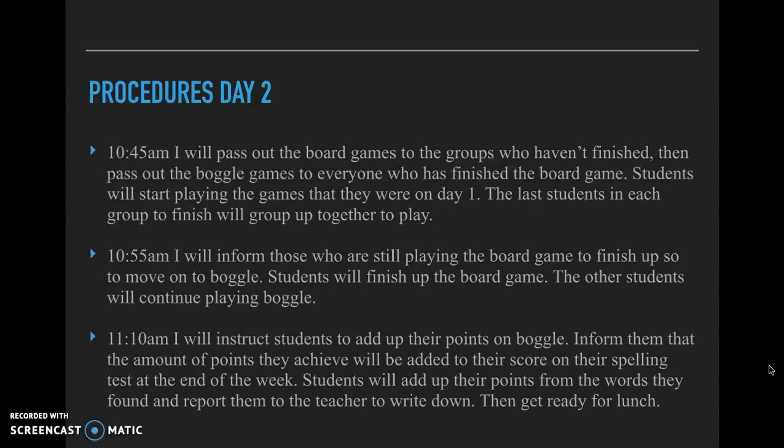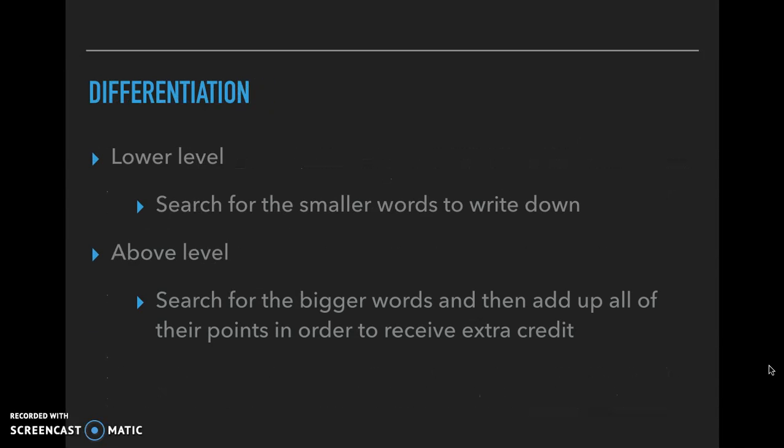At 11:10, after about 15 minutes or so of playing, I'd instruct the students to add up all of their points that they got on Boggle from all the words that they found in the box and tell them to hand them in so that they can be added to their grade. The differentiation lower level for Boggle would be to search for the smaller words to write down, and the above level would be finding the bigger words and then adding up all of their points in order to receive the extra credit.